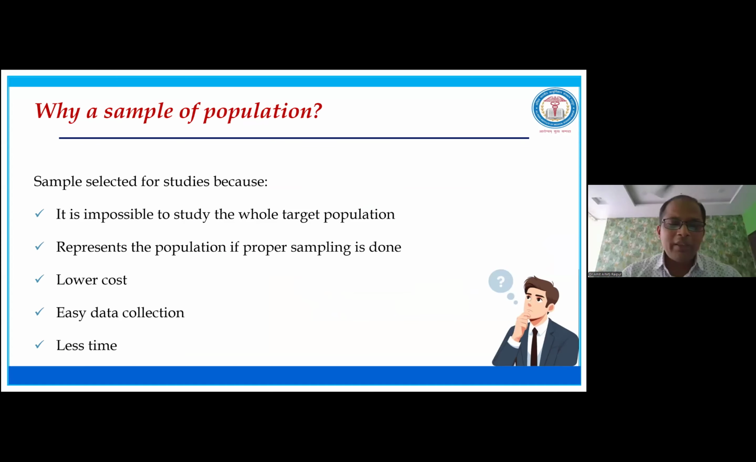So why is this small sample required? Why can we not include the total population or the target population in our study? Because it is impossible to study the whole target or reference population. Again, if we do sampling correctly, then even that small sample will represent the whole target population. So it will reduce not only the cost, but it will be very helpful for collection of data because we are not going to collect data from a larger population, but a small sample. And definitely it will reduce the time of our research also.